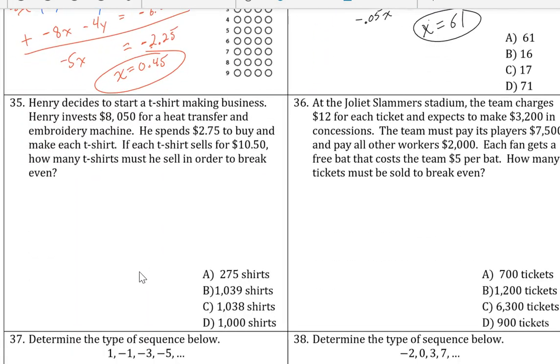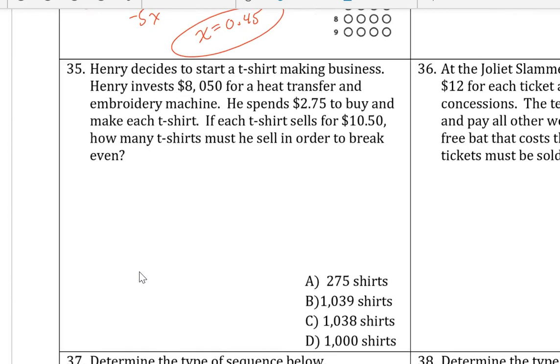All right. We have Henry decides to start a t-shirt making business. He invests $8,050 for a heat transfer and embroidery machine. He spends $2.75 to buy each t-shirt, and each one sells for $10.50. So we'd write our two equations here. So we have our cost equation, and we have our profit equation. We want to break even, so we know after writing them, we want to set them equal.